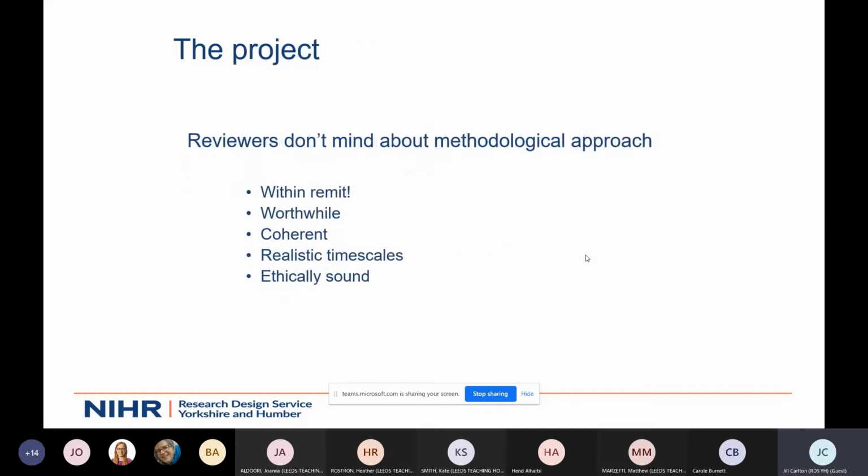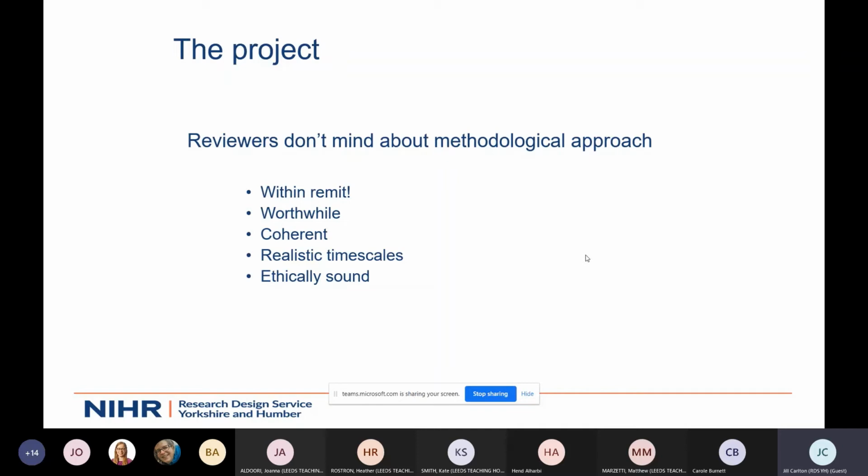In terms of the project, I could sit here and spend more than a day going through what works in projects and what doesn't work. But the thing you need to bear in mind is that reviewers don't really care about your methodological approach. There is more than one way to skin a cat, and the same can be said for answering any research question.